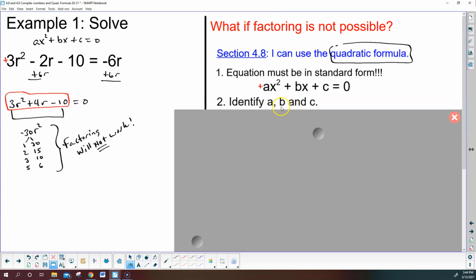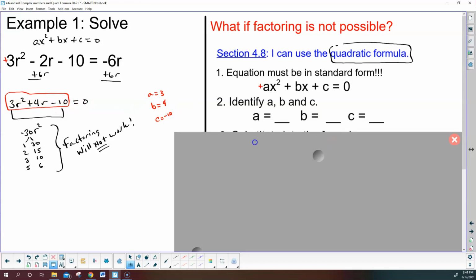we want to identify the a, b, and c. And notice a is the number in front of the x squared. So our a value is 3. I might write that off to the side here. Our b value is the number in front of the single variable, so that would be the 4. And then the c value is the constant. Now notice how it's a minus 10, so we're going to treat that as a negative 10.